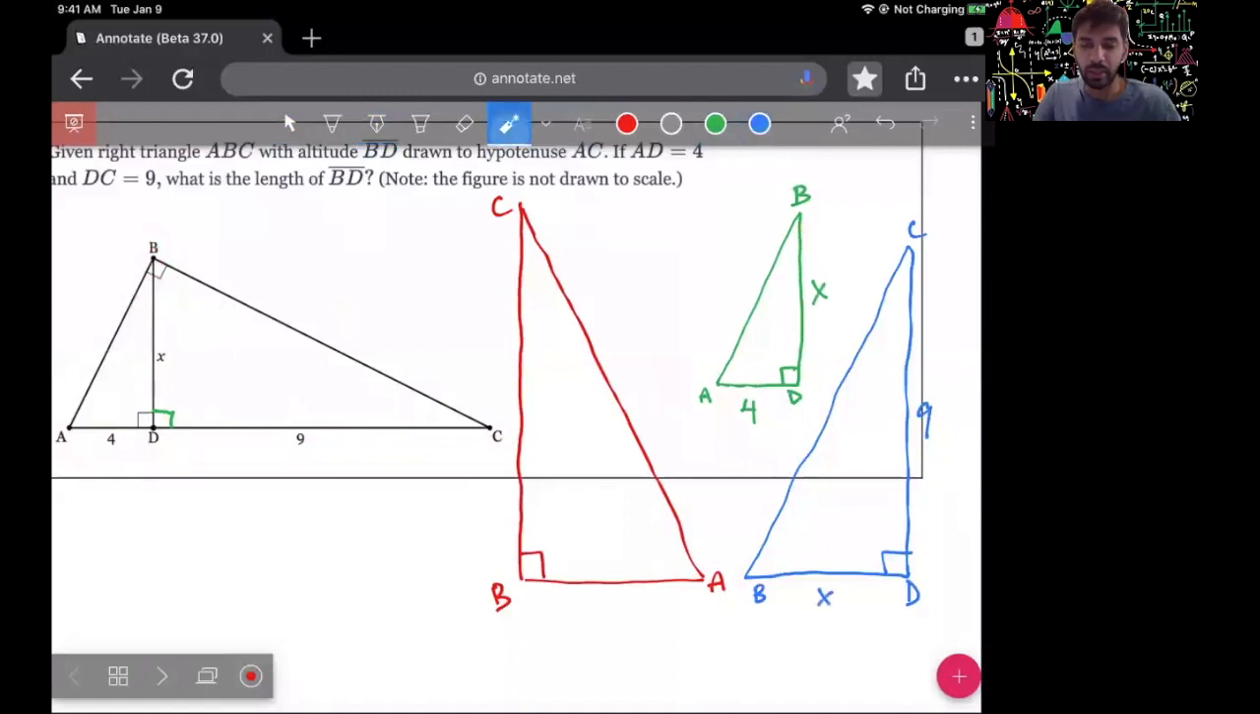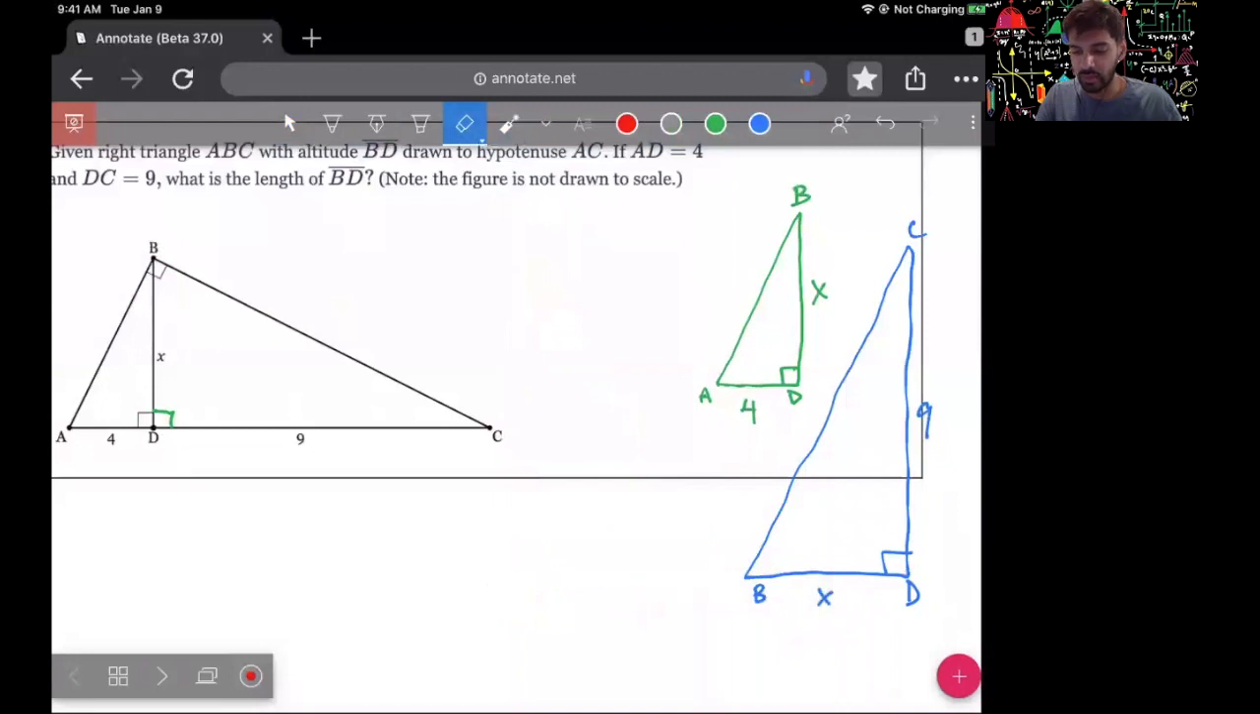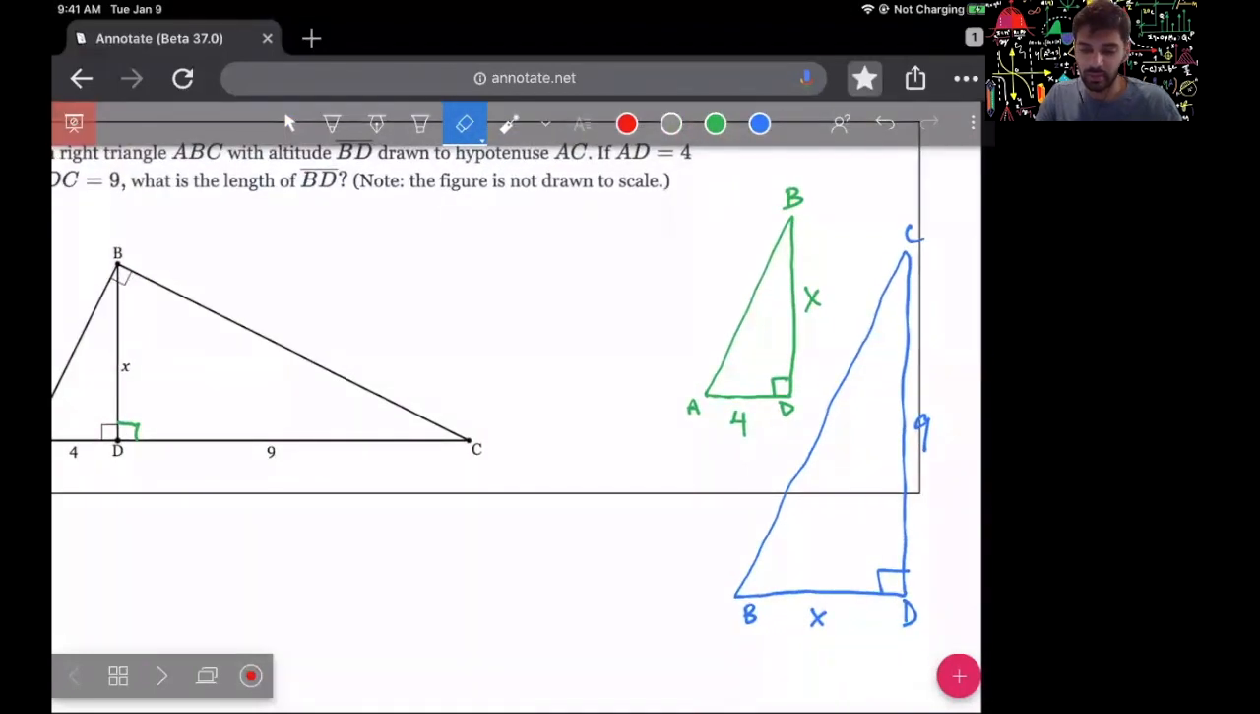Okay, so in this type of a problem, you only need 2 of the triangles. Our goal here is to figure out what is the length of BD. So in this case, we don't really need this red triangle. So I'm going to get rid of it. I'm going to erase it so it doesn't get in the way. Now let's just focus on these 2 triangles here. And we're going to match up the sides just like this.